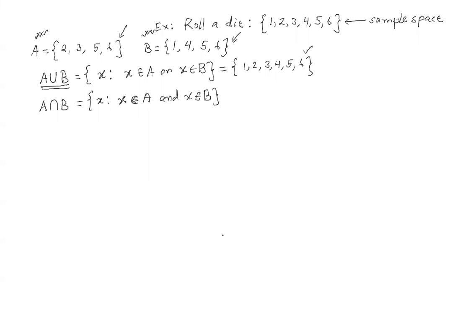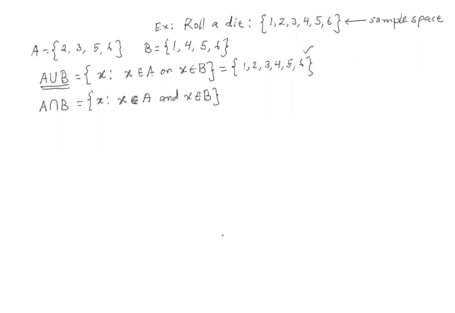In this case, A intersection B is a set. It contains all the items between A and B that are both in A and in B. So that's what A intersection B means.